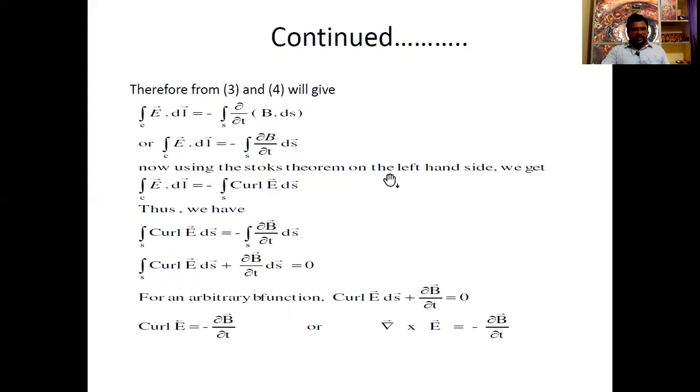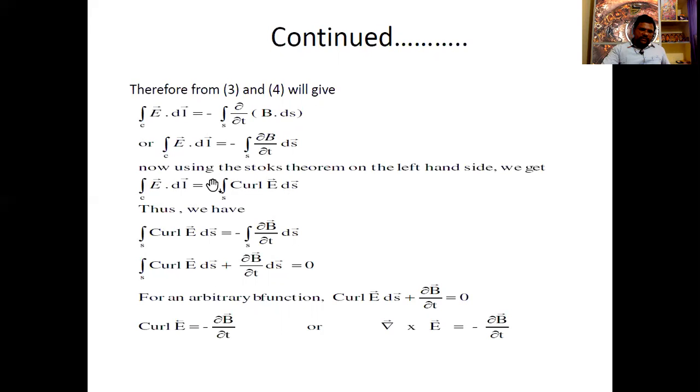Now using Stokes theorem on the left side, we get the closed integral of E bar dot dl bar is equal to the surface integral of curl of E bar dot ds bar. We are just applying Stokes theorem on this part, replacing this term with this one. Both sides have the minus symbol, so here also minus will be there.